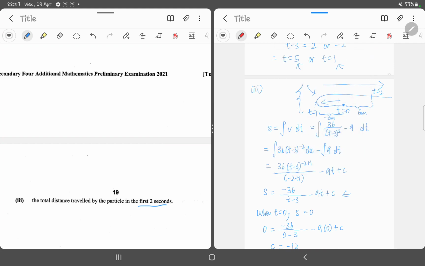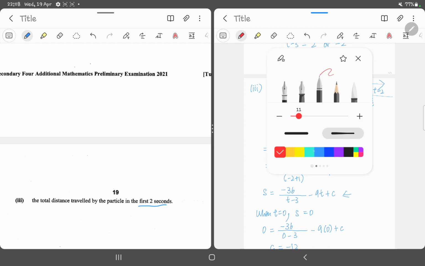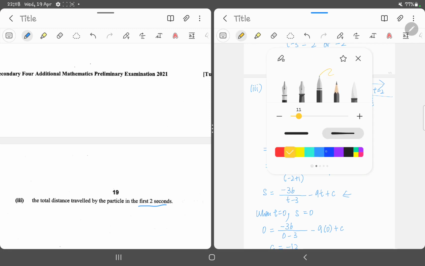So the distance is different from displacement. Remember, displacement can be negative, it can be positive, it can be 0. For distance, we simply remember distance can be 0 meters, it can be positive, but distance cannot be negative. So what we're going to do, from this sketch, is add 6 meters here, plus the 3 meters here, and then plus the 3 meters here.